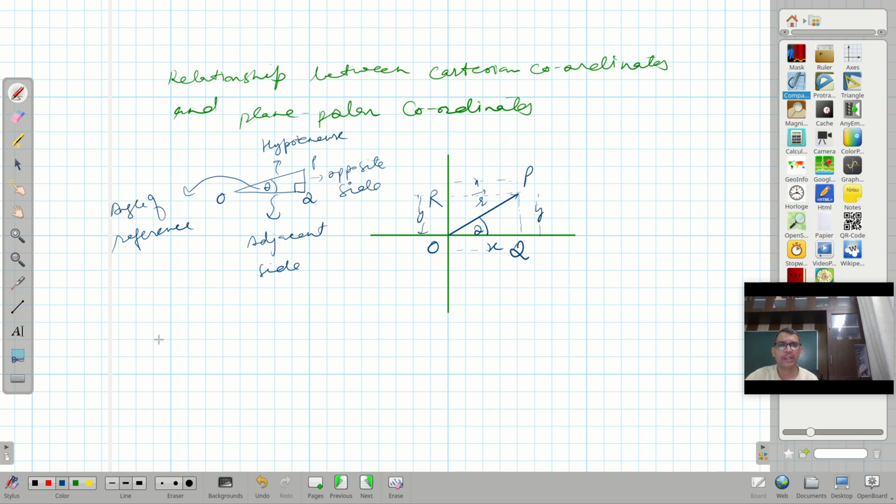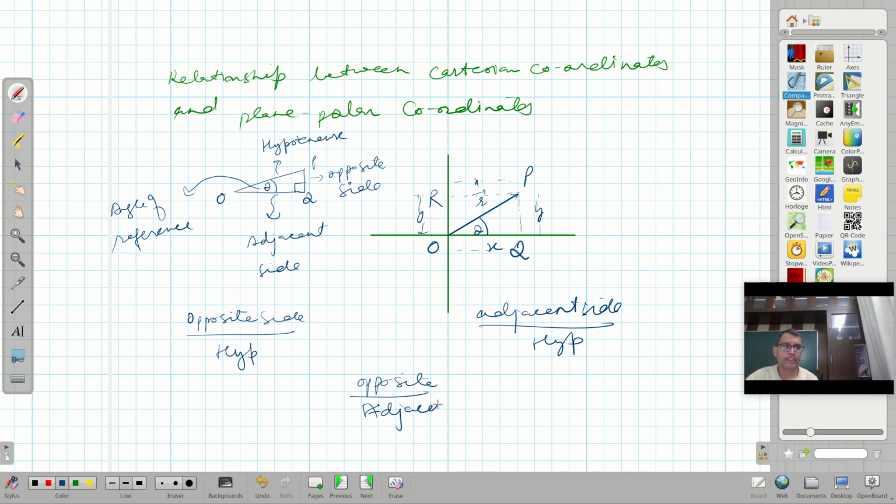Let me recall a little bit of trigonometry. If we take the opposite side divided by the hypotenuse, or the adjacent side divided by the hypotenuse, or the other possibility, the opposite side over the adjacent side, then these are called sine theta, cos theta, and tangent theta respectively.